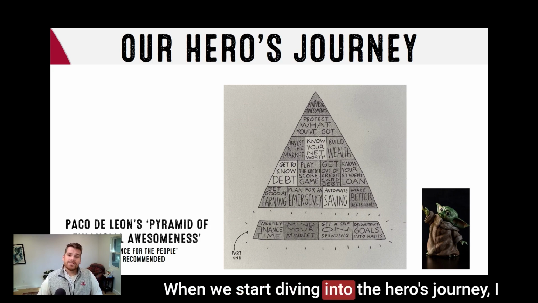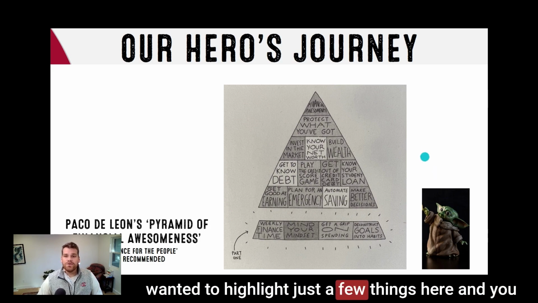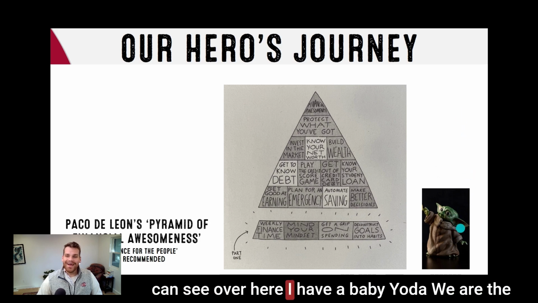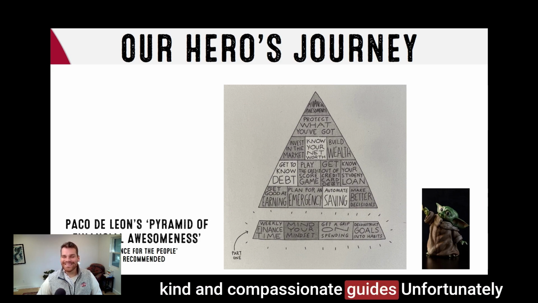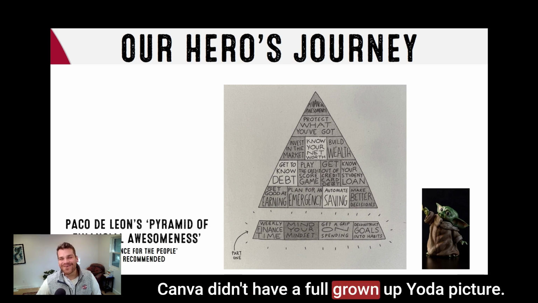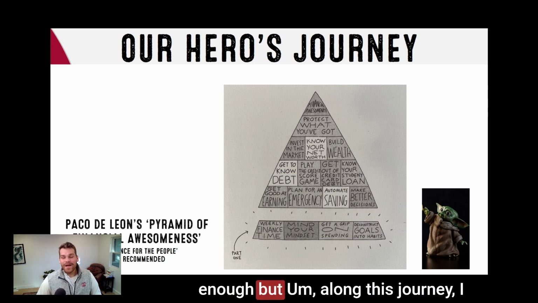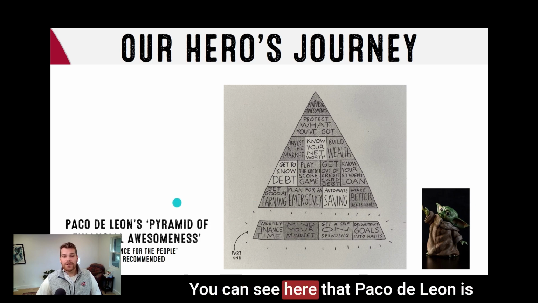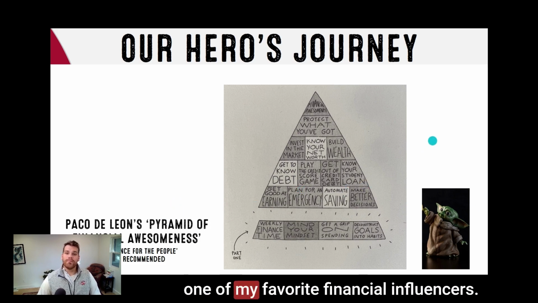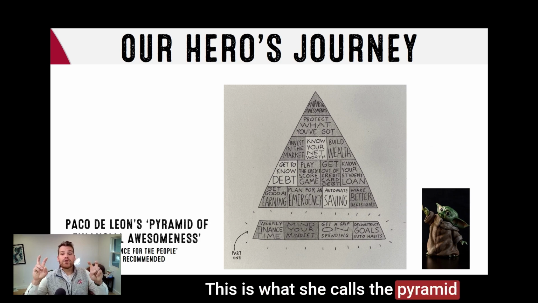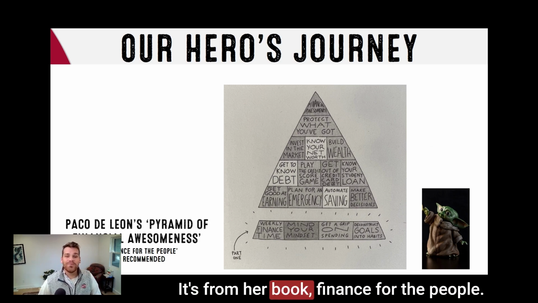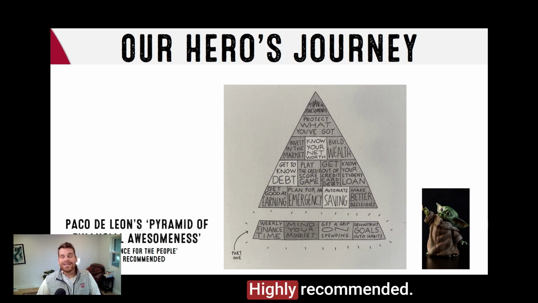When we start diving into the hero's journey, I wanted to highlight just a few things here. And you can see over here, I have Baby Yoda. We are the kind and compassionate guides. Unfortunately, Canva didn't have a full grown-up Yoda picture, so I figured that one would do well enough. But along this journey, I wanted to mention a couple of things. You can see here that Paco de Leon is one of my favorite financial influencers. This is what she calls the pyramid of financial awesomeness. It's from her book, Finance for the People, highly recommended.